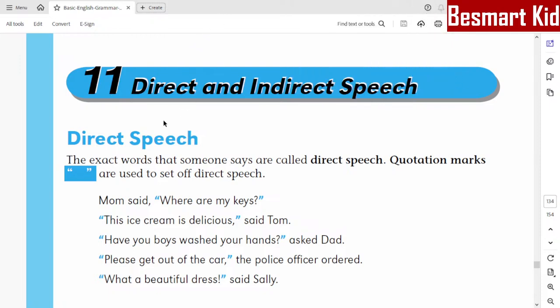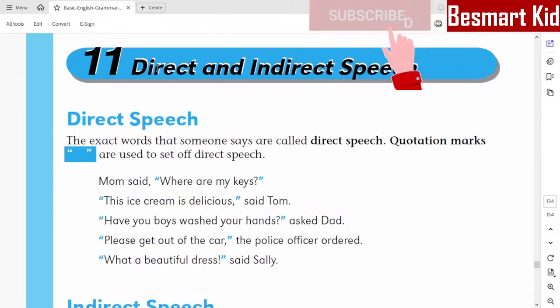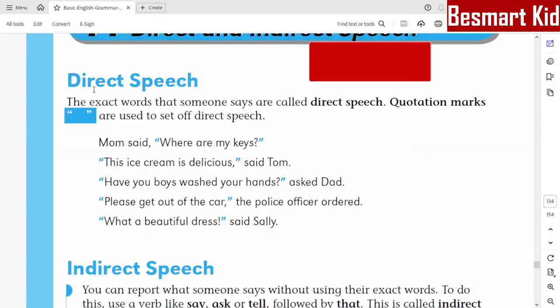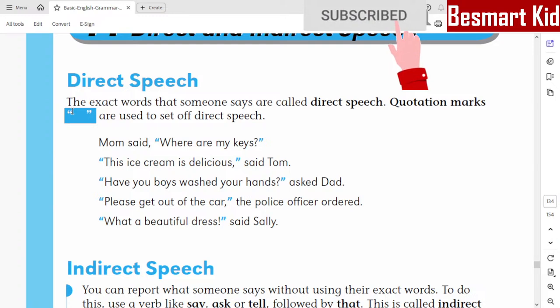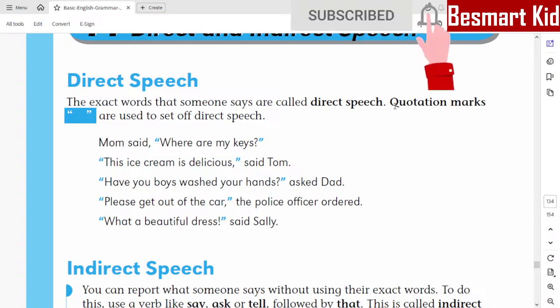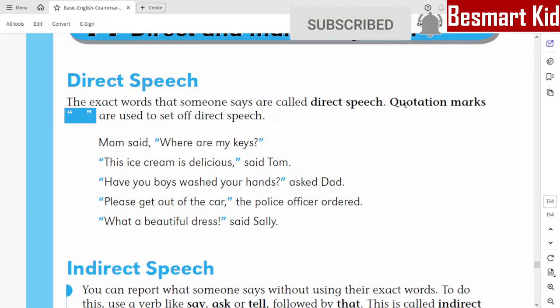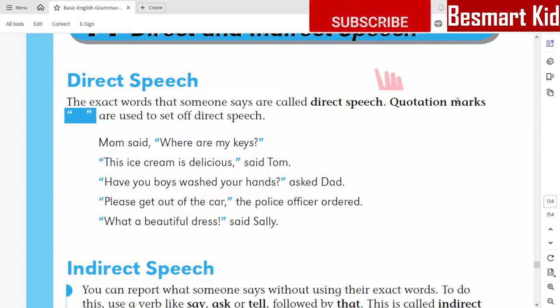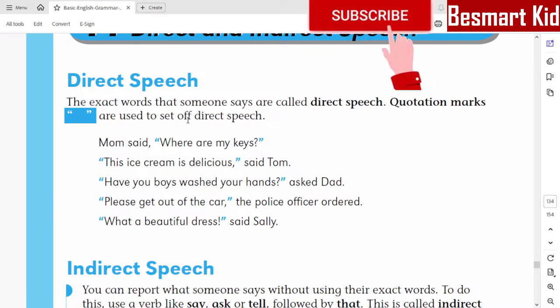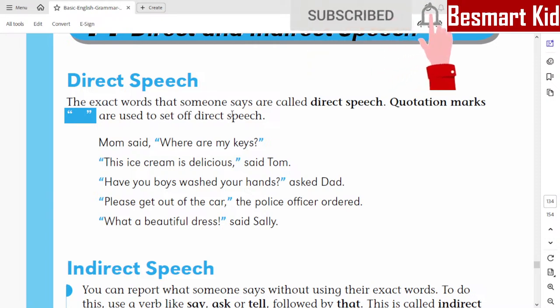Today, we're going to have Chapter 11, which is Direct and Indirect Speech. Let's start with the direct speech. The exact words that someone says are called direct speech. Quotation marks are used to set off direct speech.